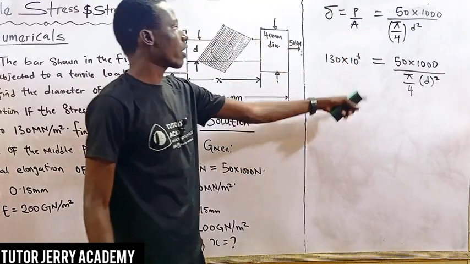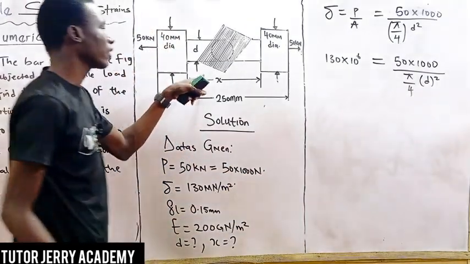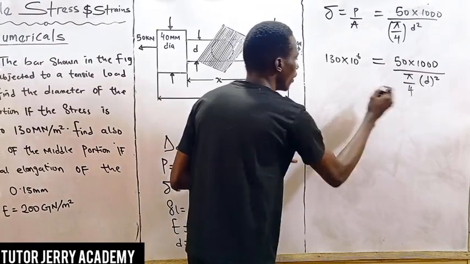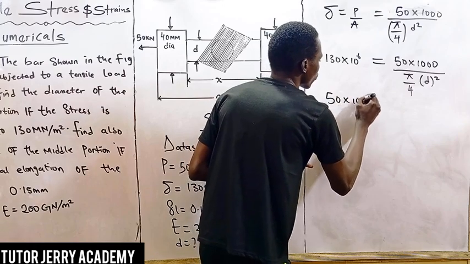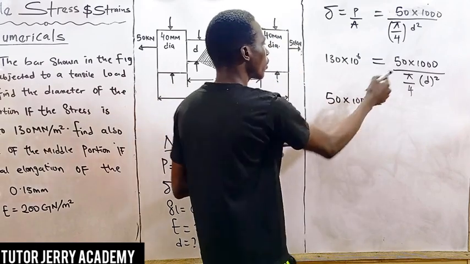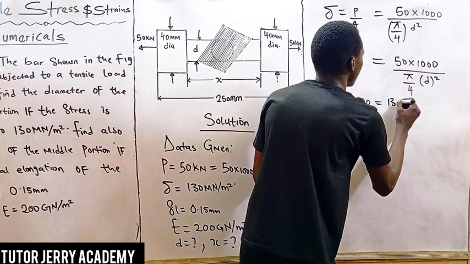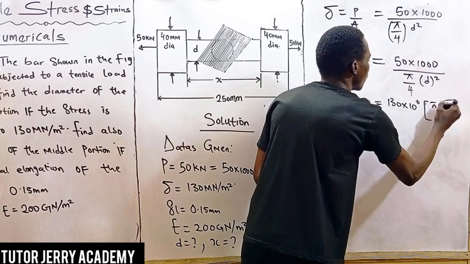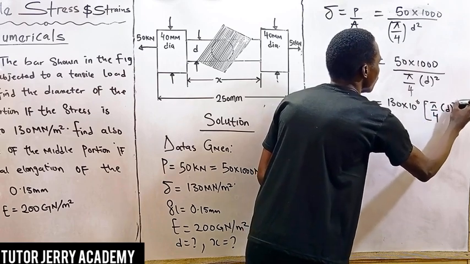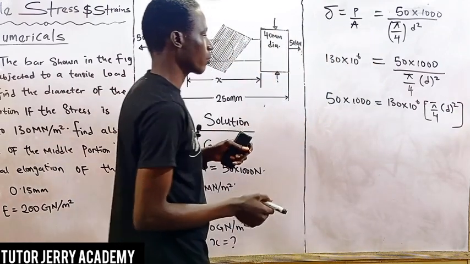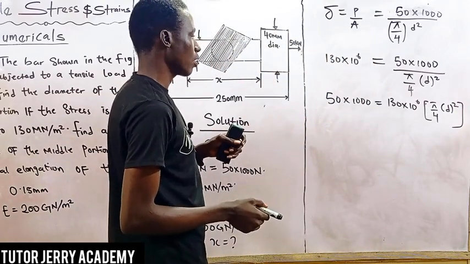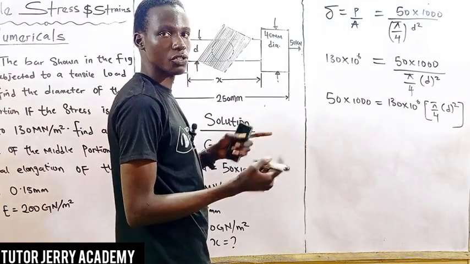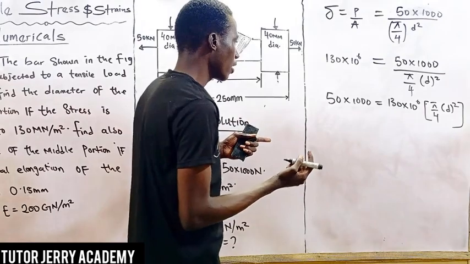So next we are going to be looking for the value of D. Of course, we are asked to find the diameter of the middle portion. To do that, first thing first, we are going to cross multiply. Cross multiply, we have 50 times 1000 equal to 130 times 10 to the power of 6 times pi D squared over 4. So next, what can we do? Of course, we can divide both sides.